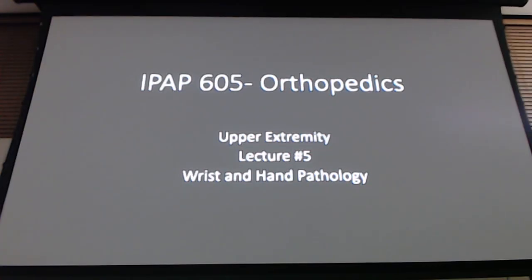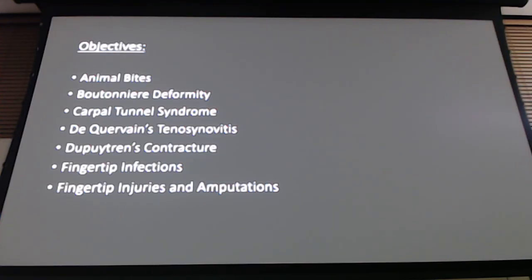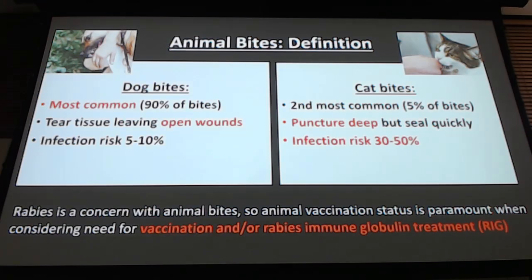Okay. We're going to roll right into it. Good with that? Yep. All right, we're going to talk about these topics. Animal bites, boutonniere deformity, carpal tunnel, de Quervain's, Dupuytren's. Okay. Fingertip infections, fingertip injuries, and amputations. There's going to be a lot of finger stuff coming out. Okay. But there's also some commonality, so we'll be able to press on when it comes to the next lecture as well. Because we're going to talk about certain things over and over and over. Okay? All right, animal bites.